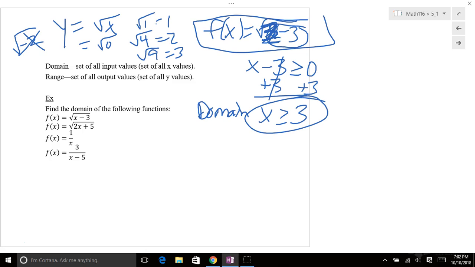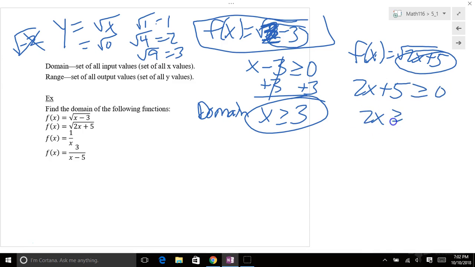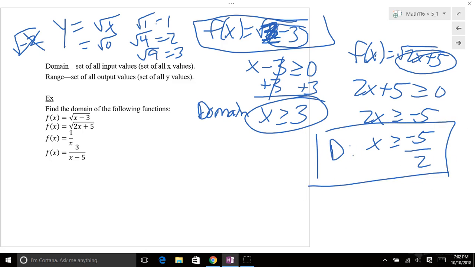You can't take the square root of negative 1. So that's how you find the domain of a square root function. Similarly on this second one, where you have f of x equals the square root of 2x plus 5, what's the domain there? Well, everything underneath the radical has got to be greater than or equal to 0. You subtract 5 from both sides, divide by 2 both sides. So any number that's greater than or equal to negative 5 is your domain on this. Anything greater than or equal to negative 5.